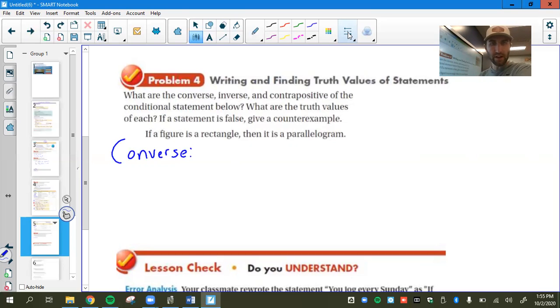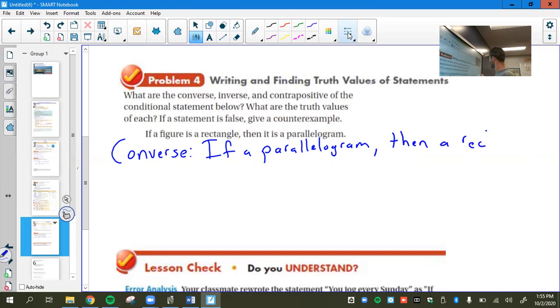Okay, so first one, converse. The original is: if a figure is a rectangle, then it is a parallelogram. So we flip that. I'm shortening it so I can fit it on the board, but it should say if a figure is a parallelogram, then it is a rectangle. But I'm saying if a parallelogram, then a rectangle. That's the converse.